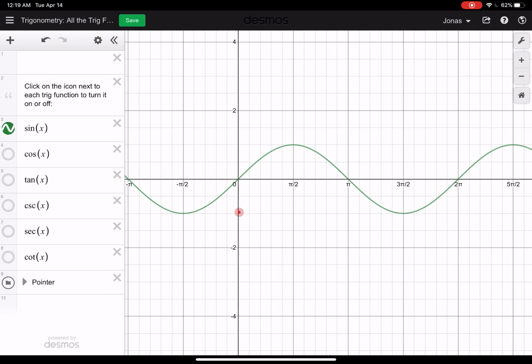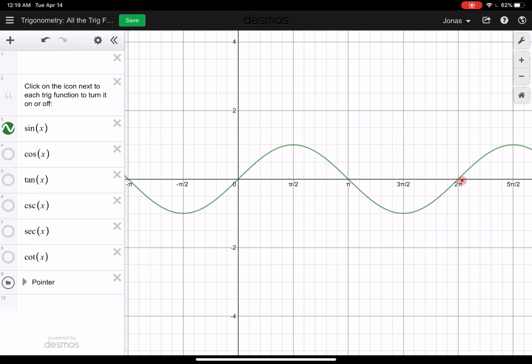You can see that it reaches 1 here at an angle of pi over 2 or 90 degrees, sine is 1. And here at an angle of 3 pi over 2 or 270 degrees, the sine of that angle is -1. So domain is everything, and the range is only between 1 and -1 on the y-axis.